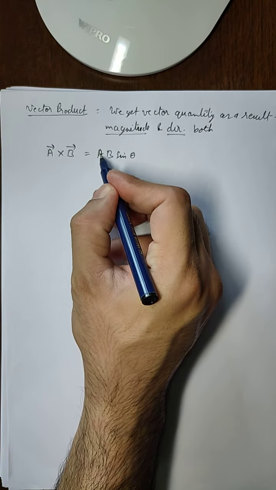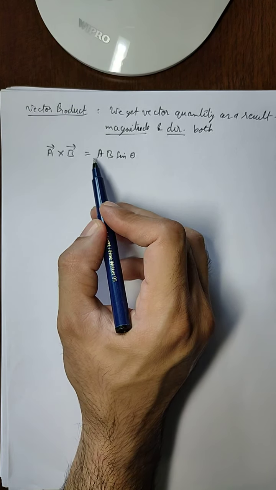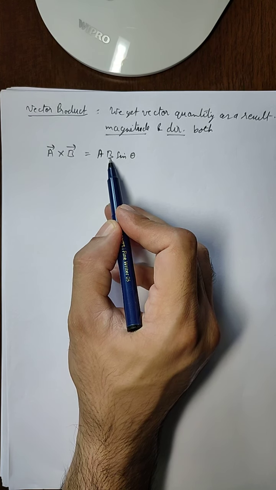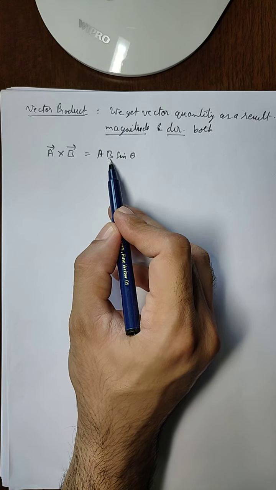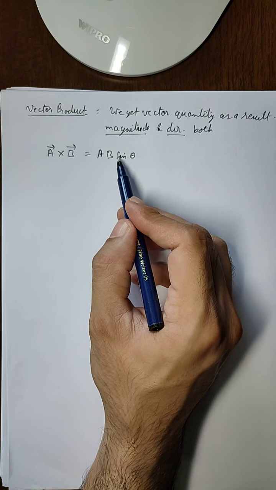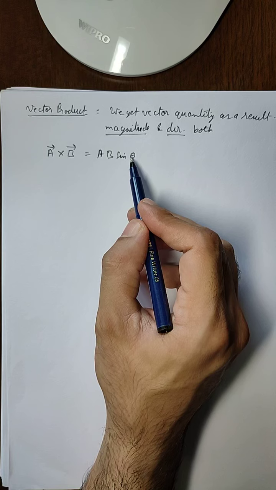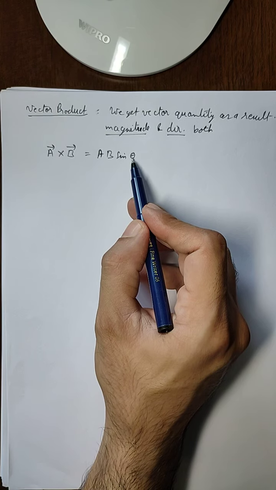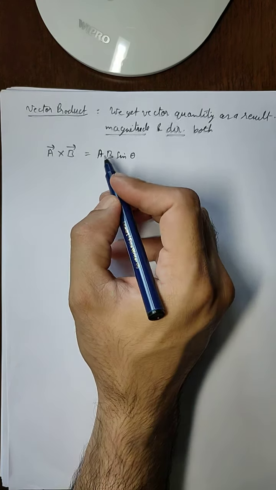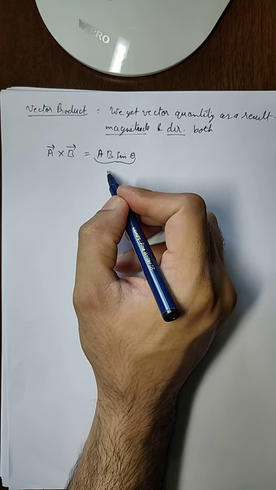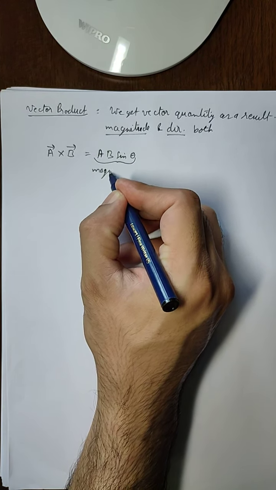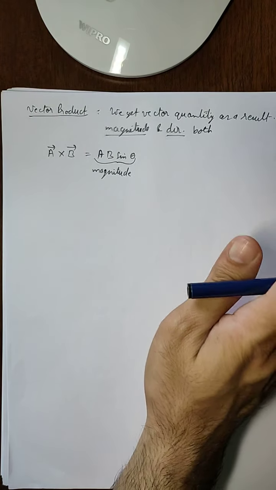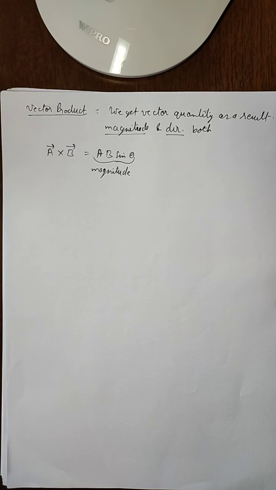Now if you look carefully, A is the magnitude of vector A, that means it will be a scalar quantity. B will be the magnitude of vector B, that means this is also a scalar quantity, and sin theta will also be a scalar quantity. Let us say if theta is 0 degree, then sin 0 degree will be 0. If theta is 90 degree, sin 90 degree will be 1. So we are getting a scalar quantity. That means this entire term is going to give us the magnitude of the result. So where is the direction? How do we know what is the direction of A cross B?